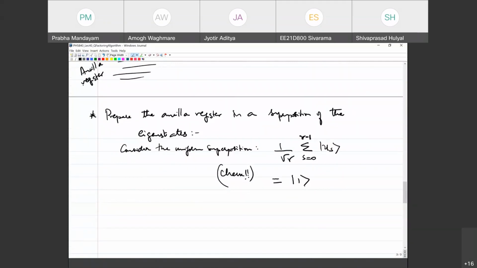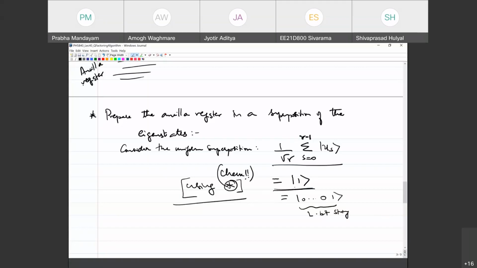The ket 1 is basically the all zero string with just a one somewhere. This is the L bit string. So you can check using star. It simply involves a bit of analysis using the roots of unity. You just need to know your roots of unity well and their properties. Then you can show that this uniform superposition of the eigenstates is actually simply ket 1.